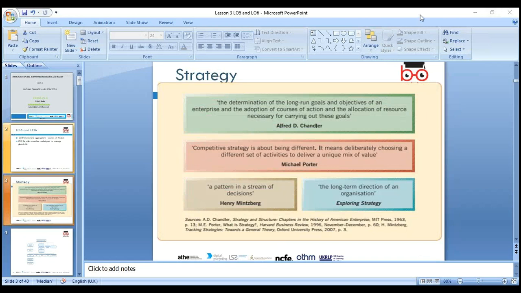So first we'll discuss the strategy. You always need to be looking at what your strategy is before you make your decision. What you really want is the determination of long-term goals and objectives, the enterprise's adoption of a course of action, and the allocation of resources. If you are short of resources, you need sources of finance.